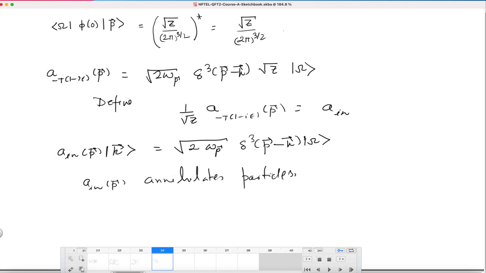We will continue our discussion in the next video and see how to create states with more than one particle, and also, given a state with more than one particle, how to remove those particles using a in operators. Okay, so see you in the next video.